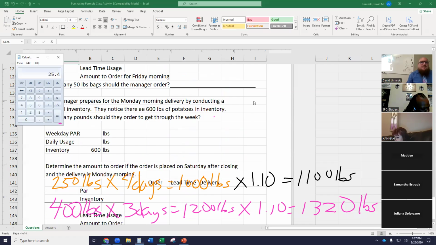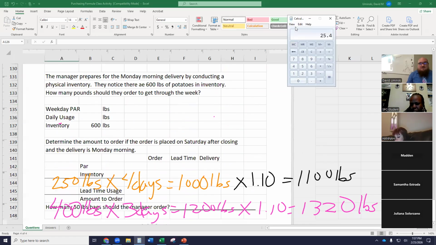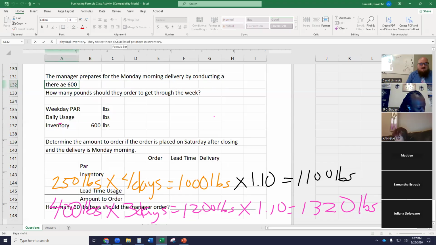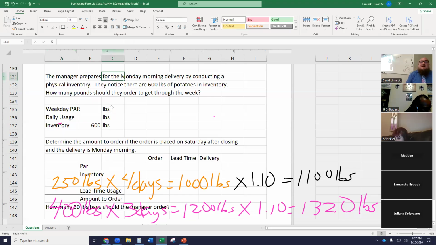So the manager is preparing for Monday morning delivery. There we go. Our manager is preparing for Monday morning delivery by conducting a physical inventory. They notice there are 600 pounds of potatoes in inventory. So how many pounds should they order to get through the week?